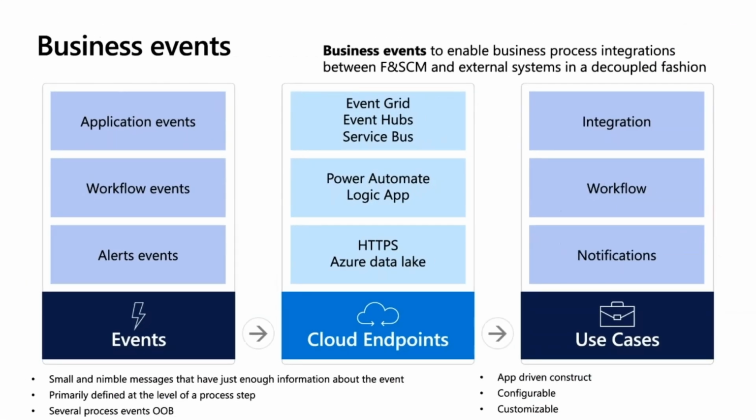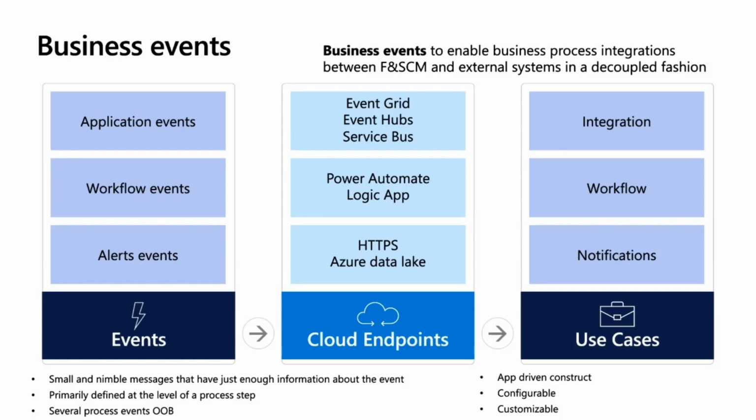Now, the first example of this event-based architecture is business events, which enable business process integration between finance and supply chain management and any other, third-party application in a decoupled fashion. We have many processes where you can emit a business event. It could be application, workflow, alerts, and then you can configure many endpoints like Event Grid, Service Bus, Power Automate, Logic App to listen to those events.